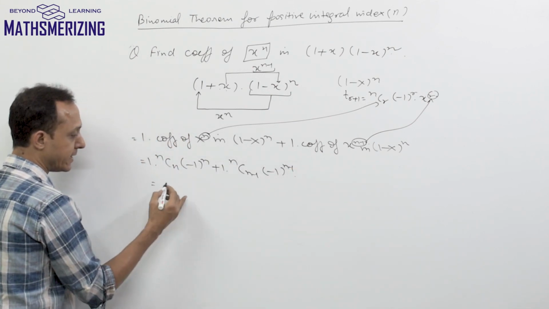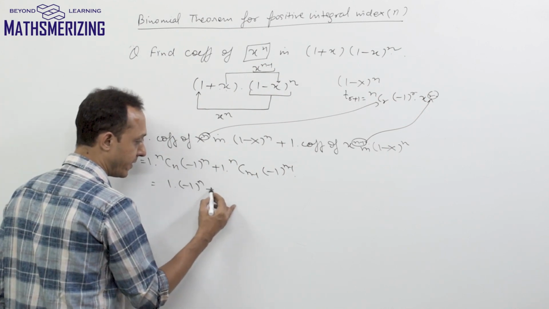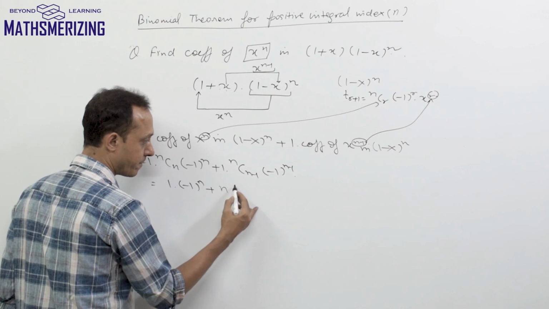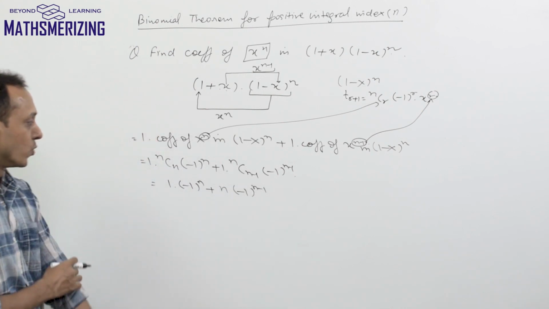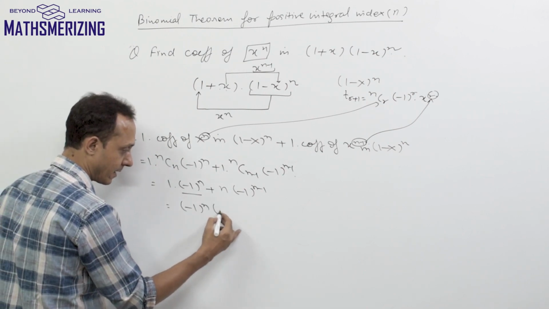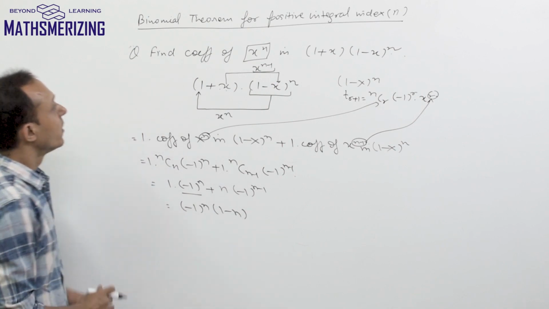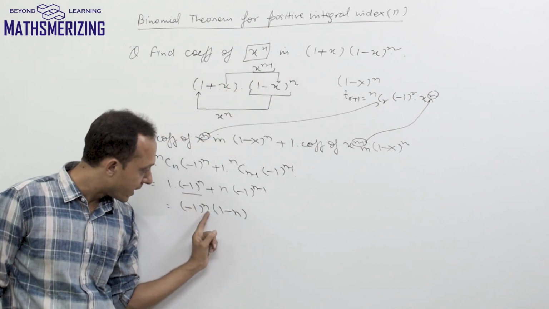And here nCn is 1, so it is minus 1 to the power n. And then nC(n minus 1) is simply n, so that is minus 1 to the power n minus 1. Now if I take minus 1 to the power n common, I'll get 1 minus n. So the coefficient of x to the power n in this expansion is (minus 1) to the power n into (1 minus n).